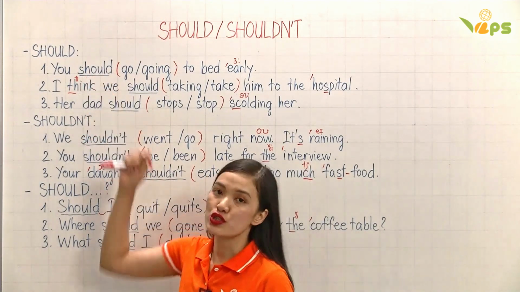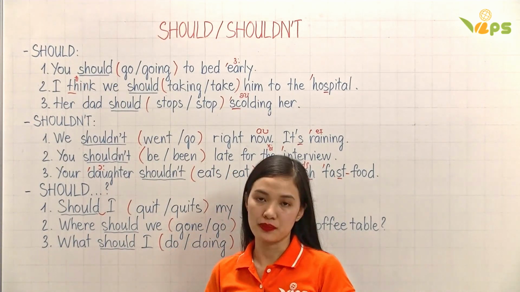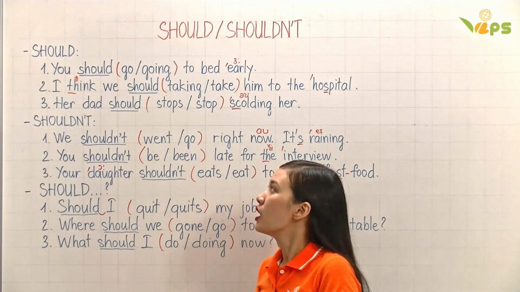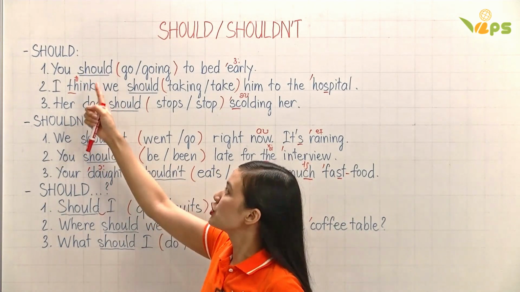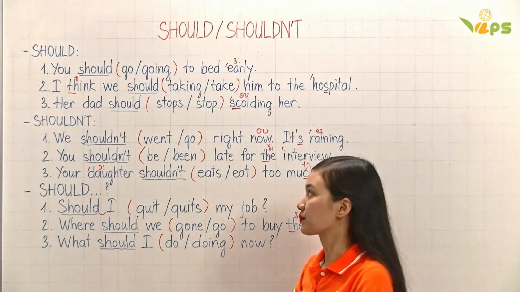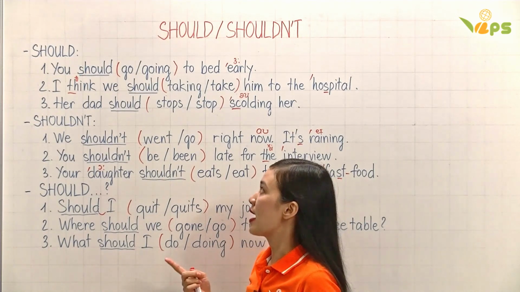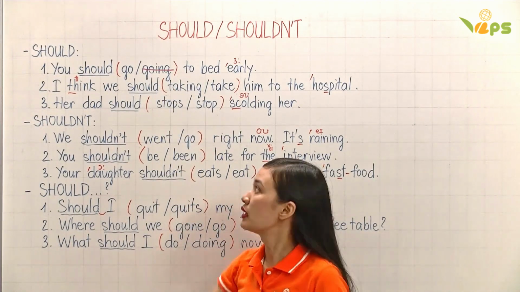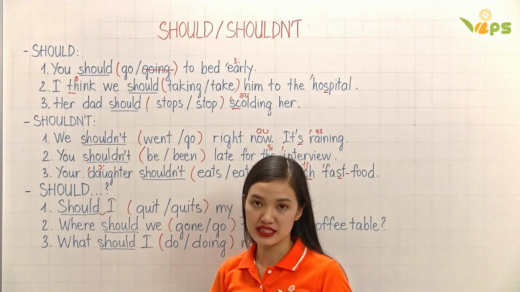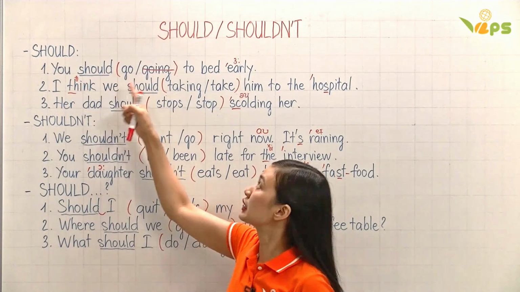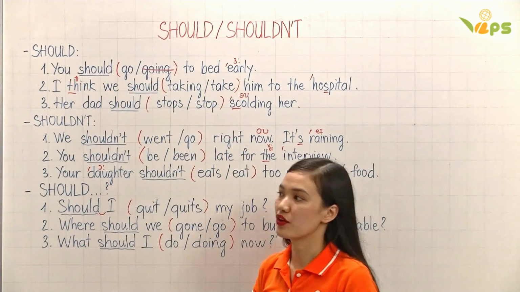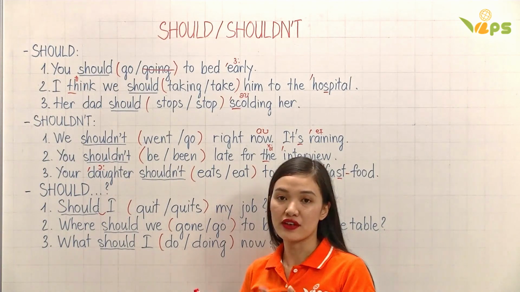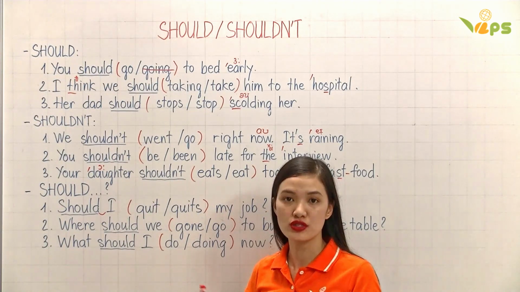Now, should is a modal verb. So after a modal verb, we will use the base form of the verb, okay? Should. Number one, you should to the bed early. Should is a modal verb. So after that, we should use go or going? Of course, that is go. The base form of the verb, that means an infinitive without to. So you should go to bed early. Go to bed early, that means to go to sleep early, okay? I think going to bed early is good for your health, so you should go to bed early.